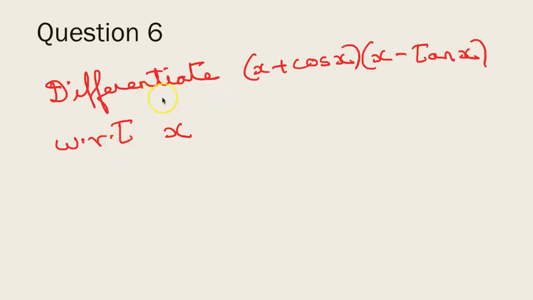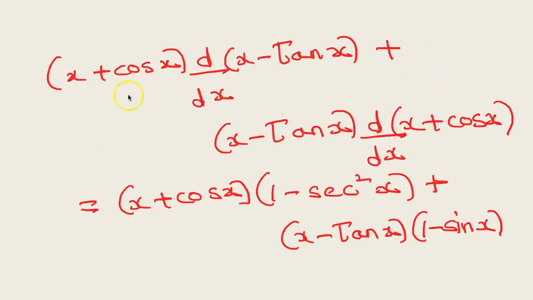Next, differentiate (x plus cos x) into (x minus tan x) with respect to x. So applying the product rule, it is (x plus cos x) d/dx of (x minus tan x) plus (x minus tan x) d/dx of (x plus cos x). That is (x plus cos x) times, d/dx of x is 1, minus what is derivative of tan x, secant squared x, plus (x minus tan x) into what is derivative of x, 1, and what is derivative of cos x, minus sin x.